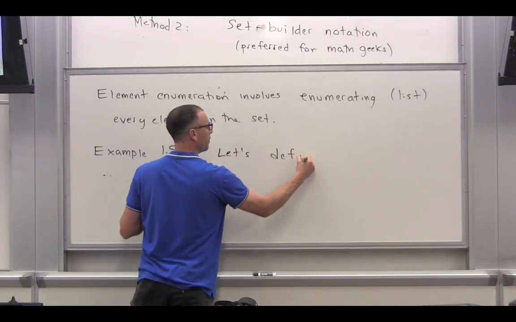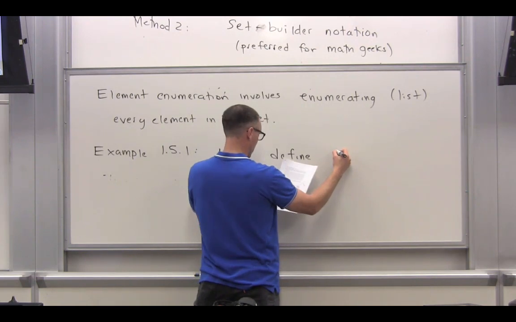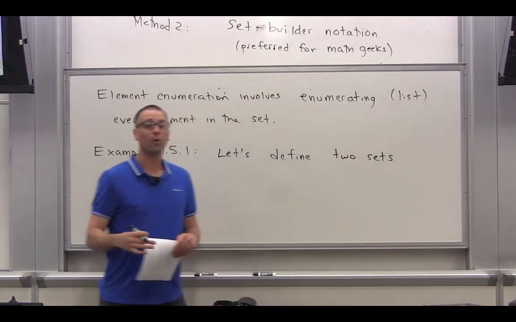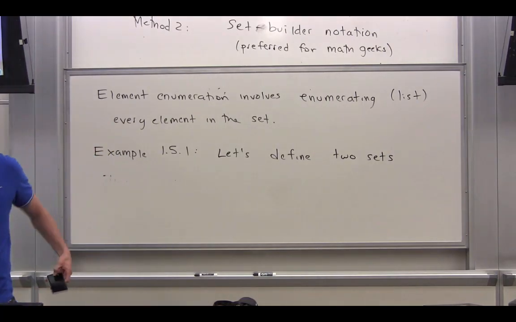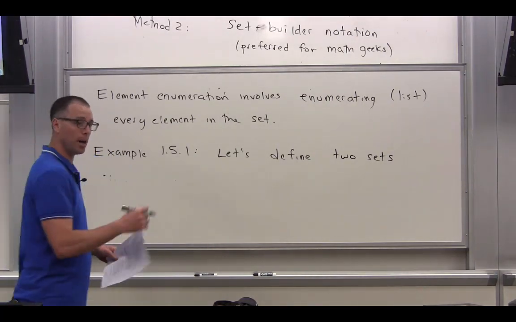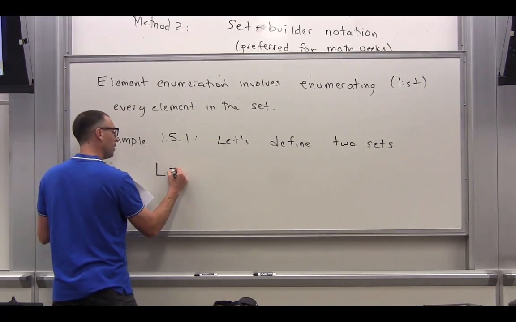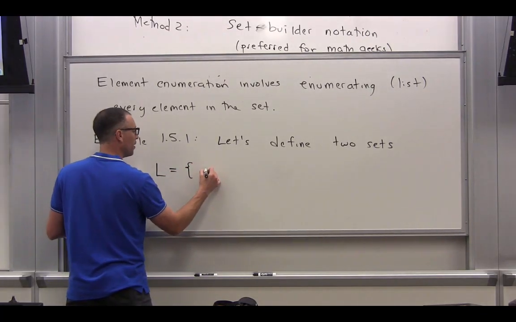What's a set again? A collection of objects. And what do we say about that collection of objects? They're called elements. Objects are called elements. So let's define two sets. We're going to define a set L, and let me see if you can find the pattern.